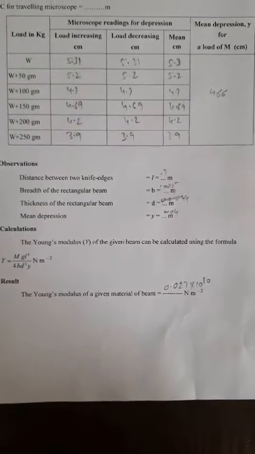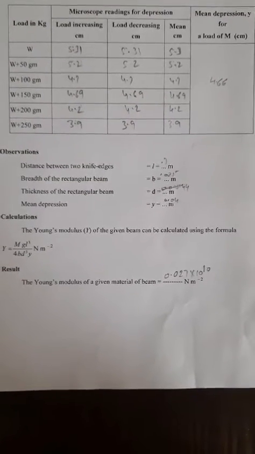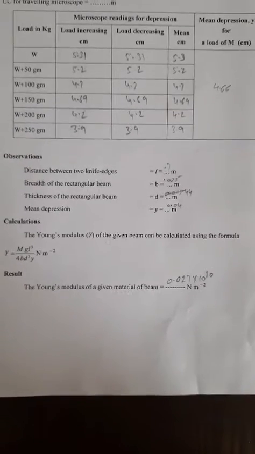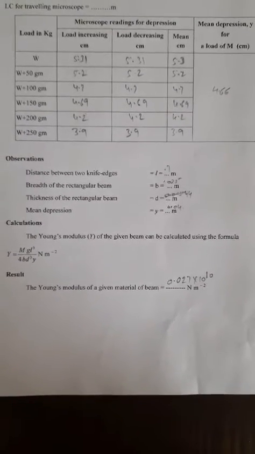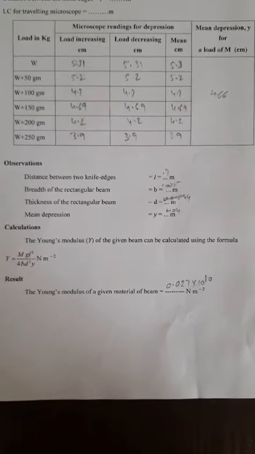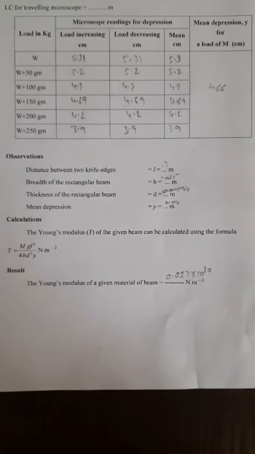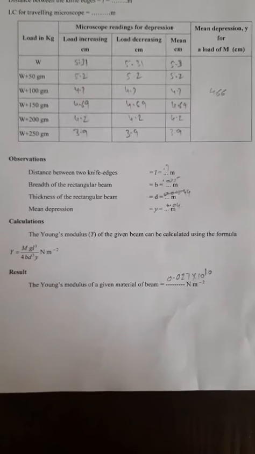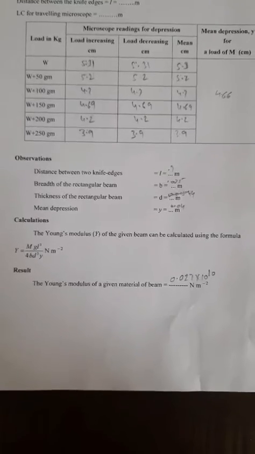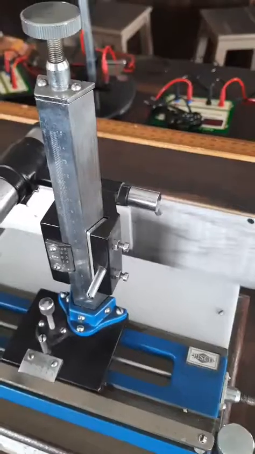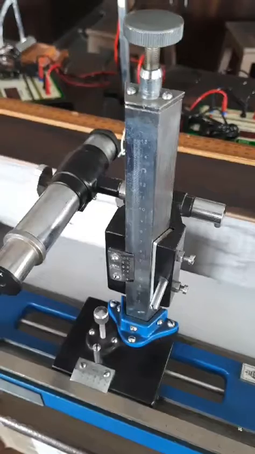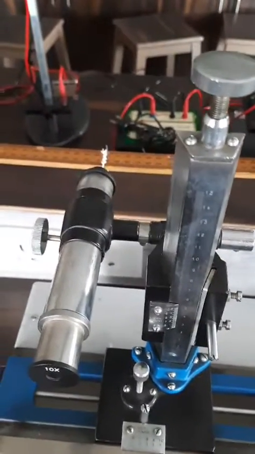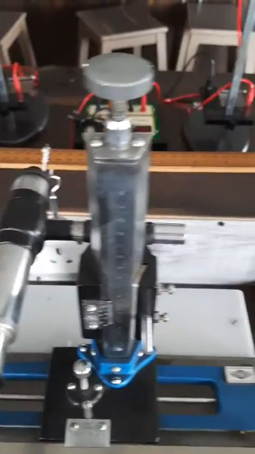So these are the observational data that I have noted down from the experimental setup, all the data that is required to calculate the Young's modulus of the material of the beam which is given. A wooden beam we are taking here, so that is calculated like this. Like this we have completed this experiment, and you can also make the calculations for this experimental setup.